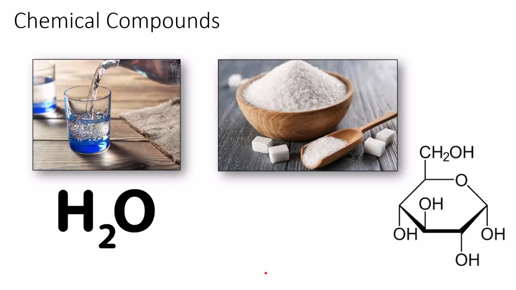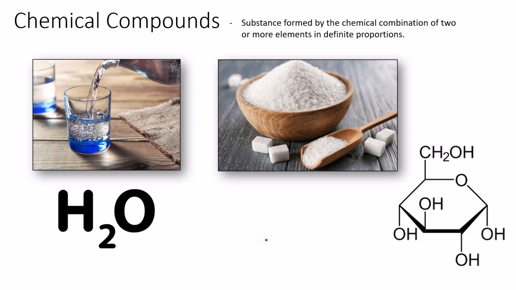We've already talked about elements. Elements are pure substances that are made up of exclusively one type of atom. So a gold substance, or gold as an element, is made up exclusively of gold atoms. Carbon is made up exclusively of carbon atoms. Helium is made up of exclusively helium atoms.